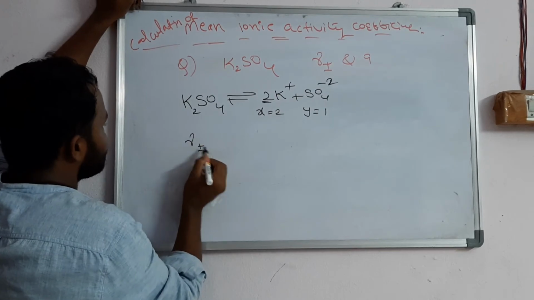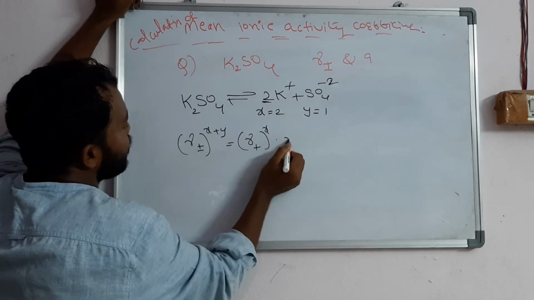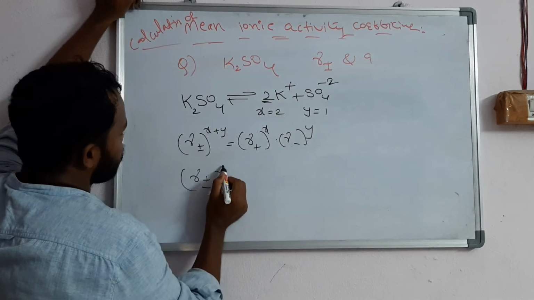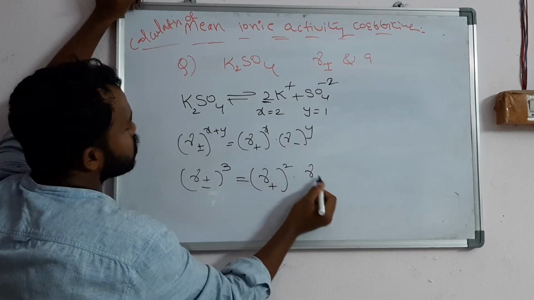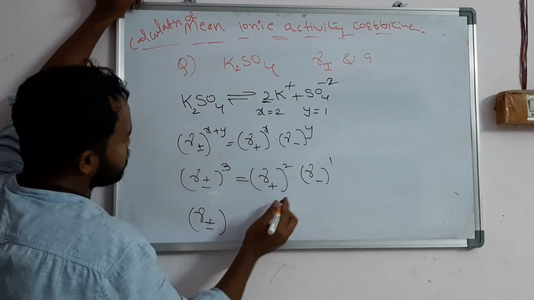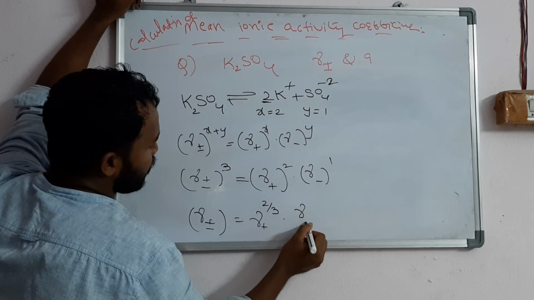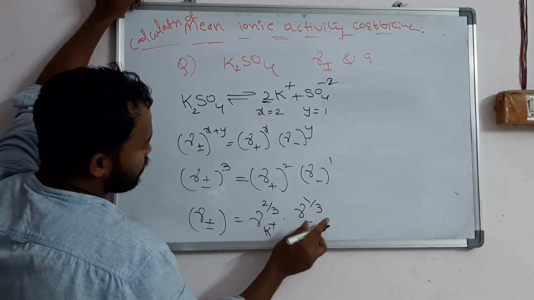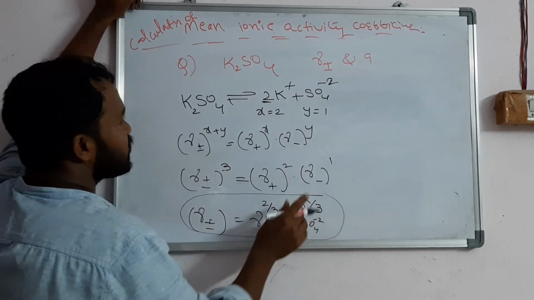So you should write the formula: gamma plus or minus all to the power of x plus y is equal to gamma plus all to the power of x into gamma minus all to the power of y. So gamma plus or minus all to the power of x plus y is what? 2 plus 1, that is 3. So gamma plus all to the power of x is 2, gamma minus all to the power of y is 1. So next, this power of 3 comes here. What happens? 1 by 3. So 2 by 3 you should write, and minus 1 is there, 1 by 3 you should write. Plus means K plus, minus means SO4 minus 2 ions. So this is about the mean ionic activity coefficient of K2SO4.